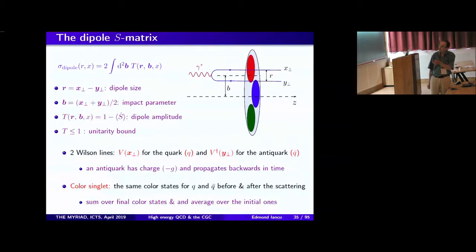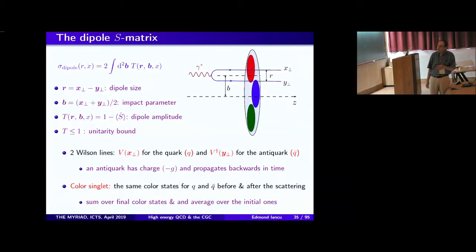So now how do I compute S and T? I have to scatter two fermions, a quark and an antiquark, off a nucleus. I already anticipated that I'm going to use the transverse coordinate representation because that's most useful at high energy. The transverse coordinates x perp and y perp are not modified by the scattering. They're good quantum numbers. So then the scattering is very simple. I have a Wilson line for the quark at x perp, and I have another Wilson line for the antiquark at y perp. The Wilson line for the antiquark is the Hermitian conjugate of the Wilson line for the quark. That's because an antiquark has charge minus g and propagates backwards in time according to Feynman conventions. So I have V of x perp for the quark, V dagger of y perp for the antiquark.